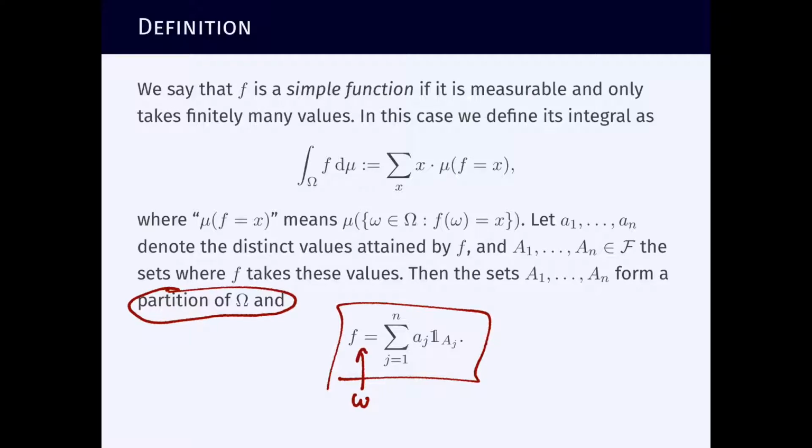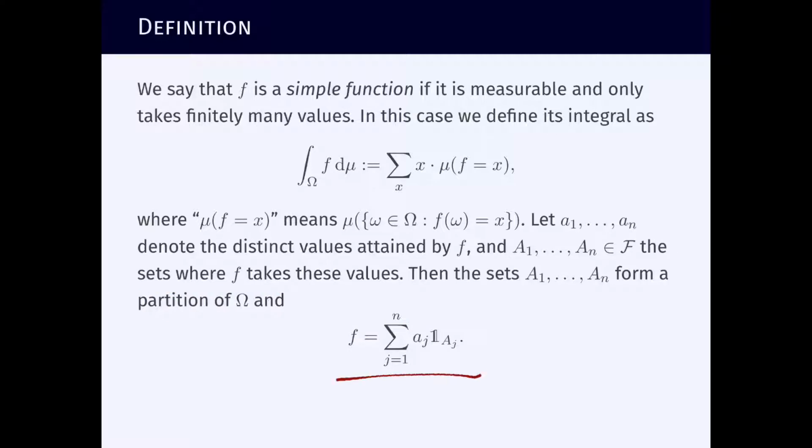How can you plug in some omega here? Well, you plug it in here. These indicators, all of them will be 0 except the one that corresponds, whose A_j contains omega. For that one, this indicator will give 1. 1 multiplied by a_j will give us a_j. So indeed, f of omega will be equal to a_j if and only if omega is in A_j, as expected. So we have this formula for f, which is very convenient.